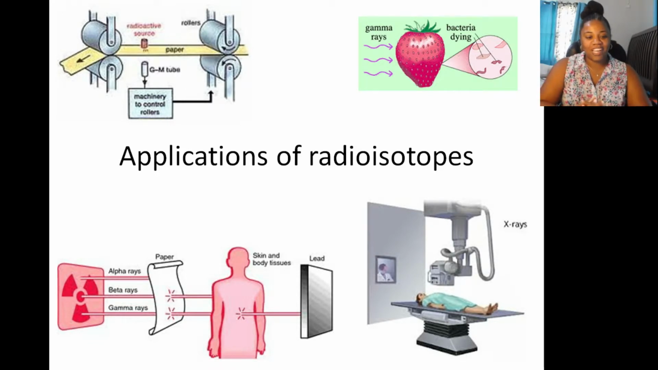Alright, so welcome back to part 5 of Physics of the Atom. And now we're going to look at the applications of radioisotopes.